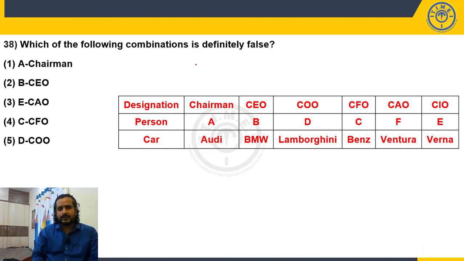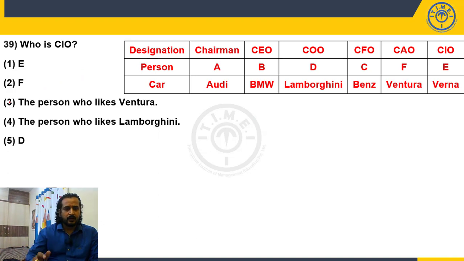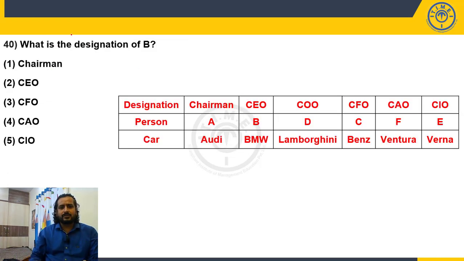Which of the following combinations is definitely false? A, Chairman. True. B, CEO. True. E, CAO. False. Choice 3. Who is CIO? E. Or the one who likes Verna. So E is given, choice 1. What is the designation of B? What is the designation of B? CEO. Choice 2. That's it. So we have done with this arrangement. It is also quite simple, right? Now move to the next questions.